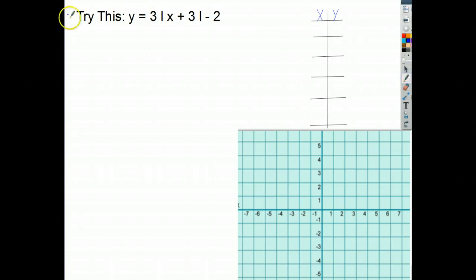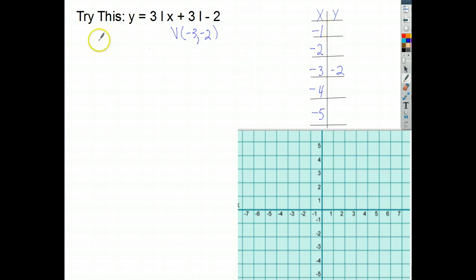All right. First thing, right? Figure out what the vertex is. h is always the opposite of this. Opposite of positive 3 is negative 3. k is always whatever this is. I see minus 2, I write negative 2. Put my vertex in the middle: negative 3, negative 2. Counting up by 1s: negative 3, go up 1, negative 2, go up 1 from that, negative 1. Go down 1 or smaller: negative 4, negative 5.